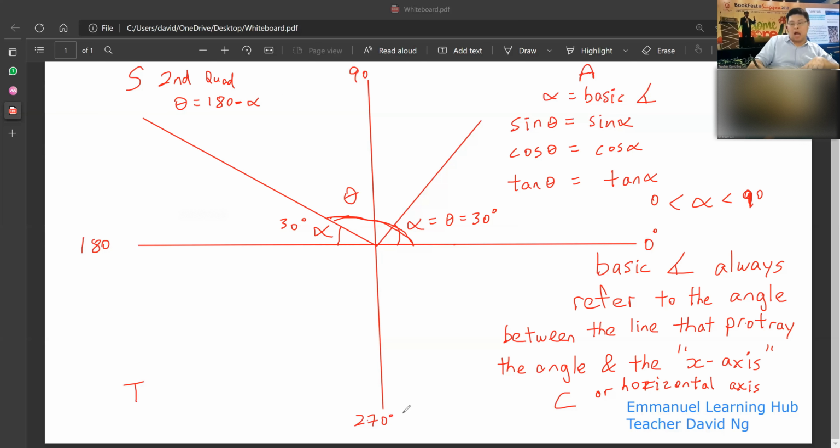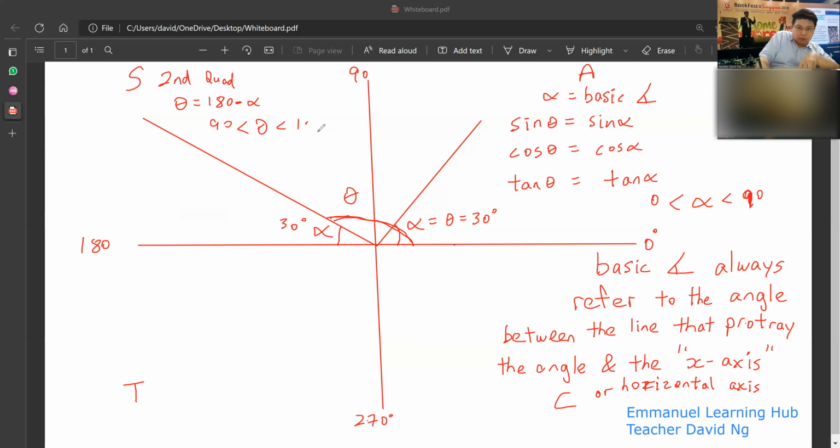Positive, still positive. I haven't gone to the negative cycle yet; negative cycle later. We are still at positive. This is an important part that I didn't mention earlier: the basic angle thing. In the second quadrant, theta lies between more than 90 but less than 180. In this example, it's 150. Clear?